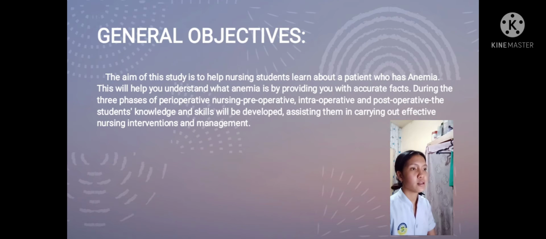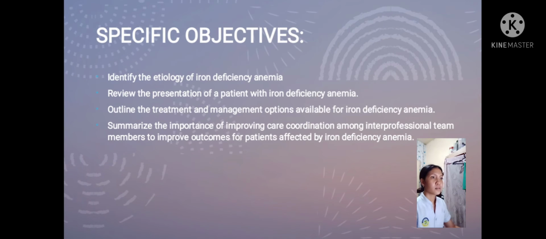So the next is the general objective. The aim of this study is to help nursing students learn about a patient who has anemia. This will help you understand what anemia is by providing you with accurate facts during the 3 phases of perioperative nursing: preoperative, intraoperative, and postoperative. The students' knowledge and skills will be developed, assisting them in carrying out effective nursing interventions and management. So next is the specific objectives.